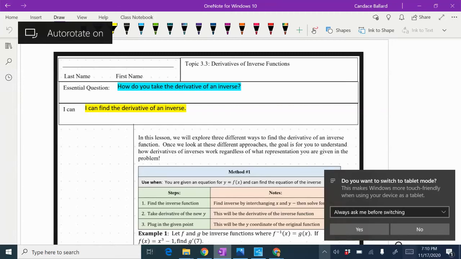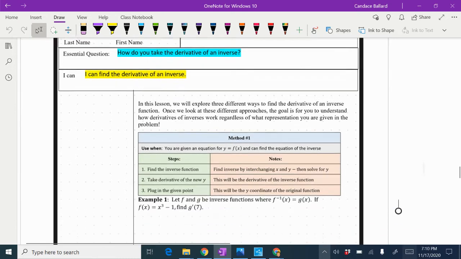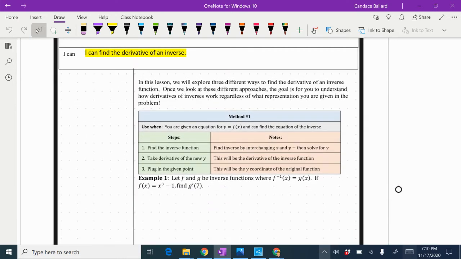So in this lesson, we're going to talk about topic 3.3, derivatives of inverse functions. We're going to explore 3 different ways to find the derivative of an inverse function. Once we look at these different approaches, the goal is for you to understand how derivatives of inverses work regardless of what representation you are given in the problem.